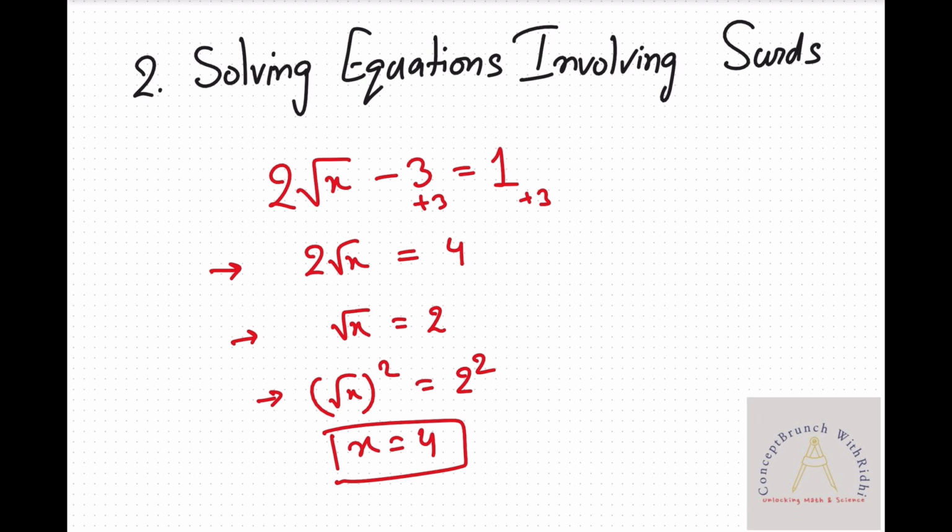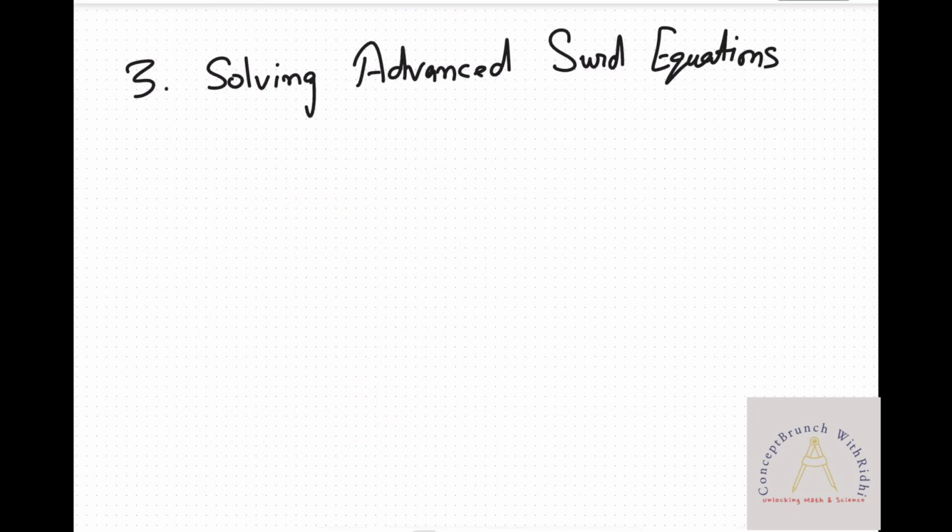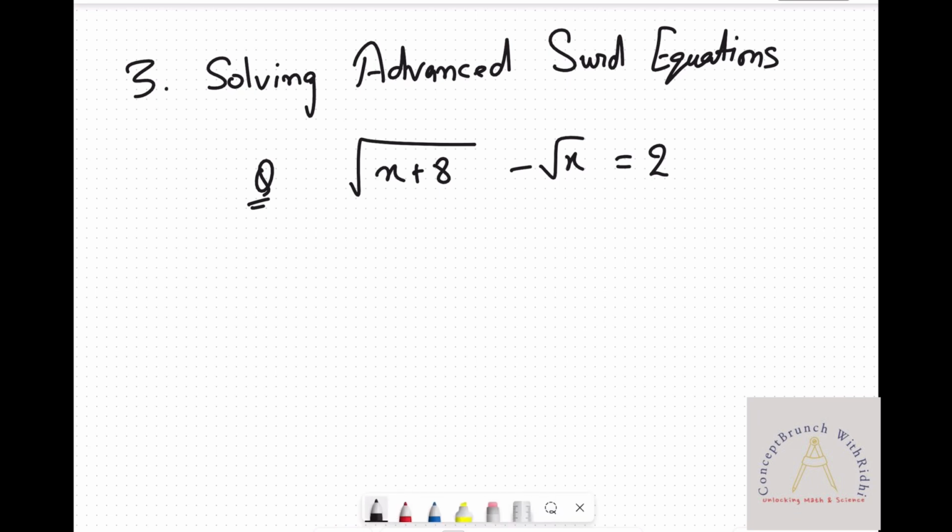Okay. Advanced equations with surds. Let's take an example: root x plus 8 minus root x equal 2. This one's a bit tricky but very interesting. First step, what we can do here is isolate one surd on one side. So root x plus 8 equal root x plus 2.